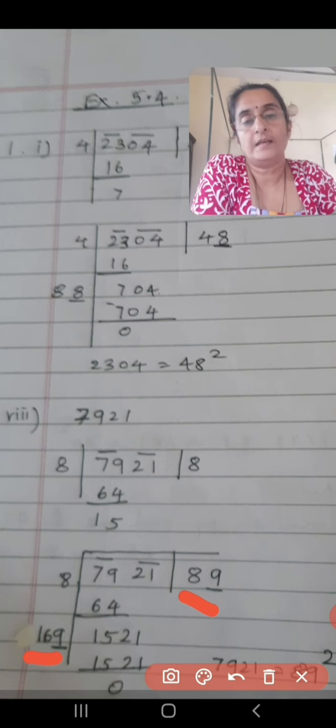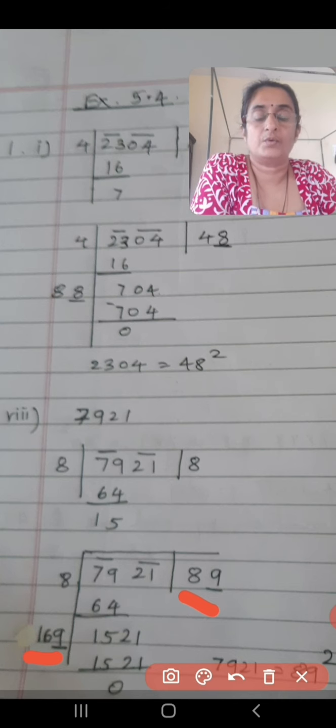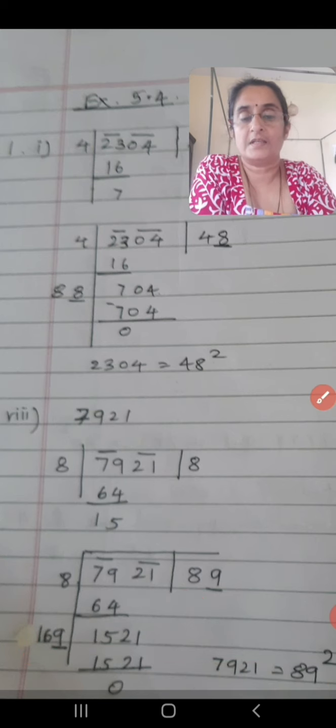169 into 9 you have to do. Whatever number you put in front of 16, with that same number you have to multiply it. So in front of 16 I have written 9, and we got the number 169. Into 9 we have to do. When we do that, we will get 1521. Correct? So we'll get 0 as the subtraction, and the square root of 7921 is 89. Understood, children?